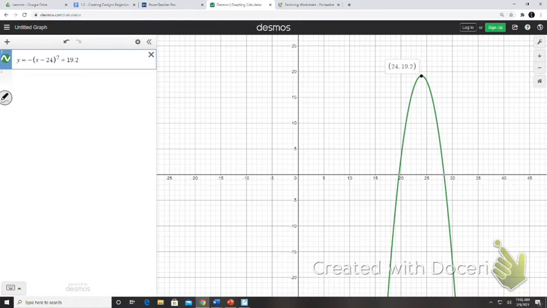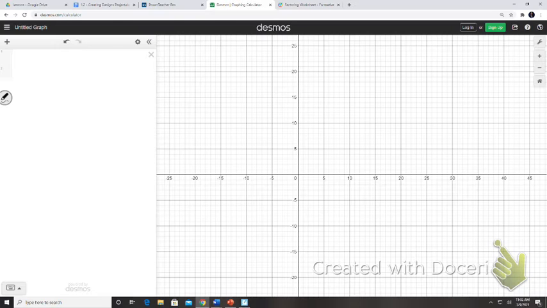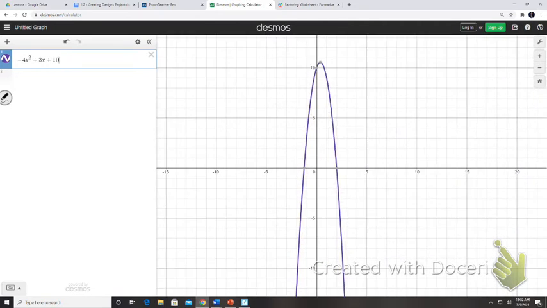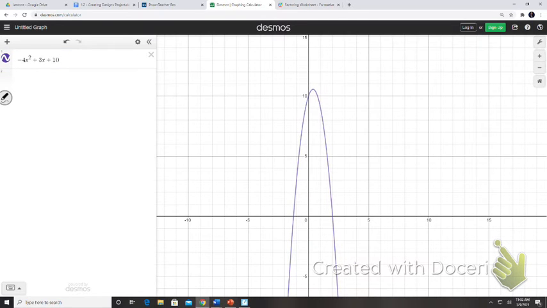Okay, so here's our function. Negative 4x squared plus 3x plus 10. Okay, so here is our parabola, right? Our zeros are negative 1.25 and 2. So therefore, how many solutions are there in this case?